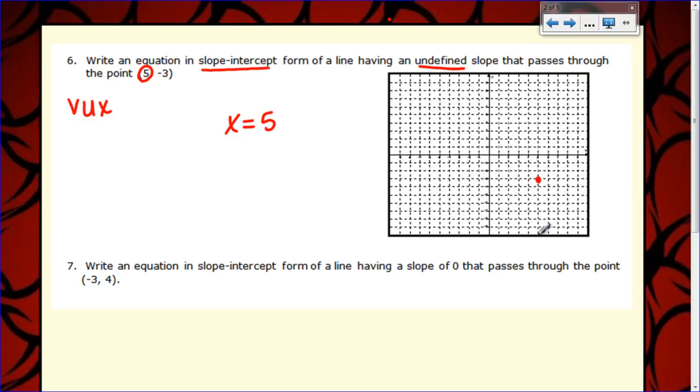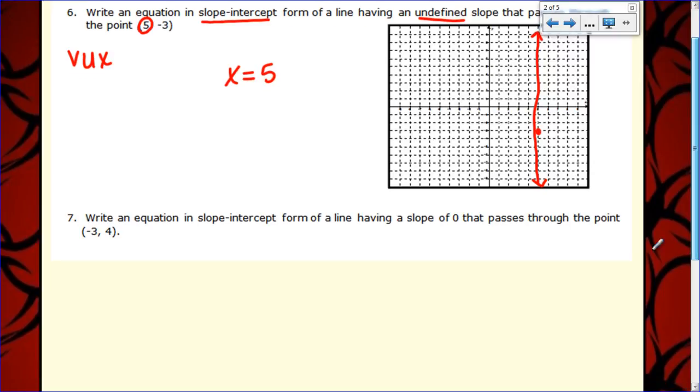If you wanted to draw the vertical line, more power to you. There it is. It passes through that point. But to be undefined, it has to be vertical, so the equation must be x equals. And since they gave me a point, I knew what x equaled. So if you look at number 7, it says to write an equation in slope-intercept form of a line having a slope of 0 that passes through the point -3, 4.